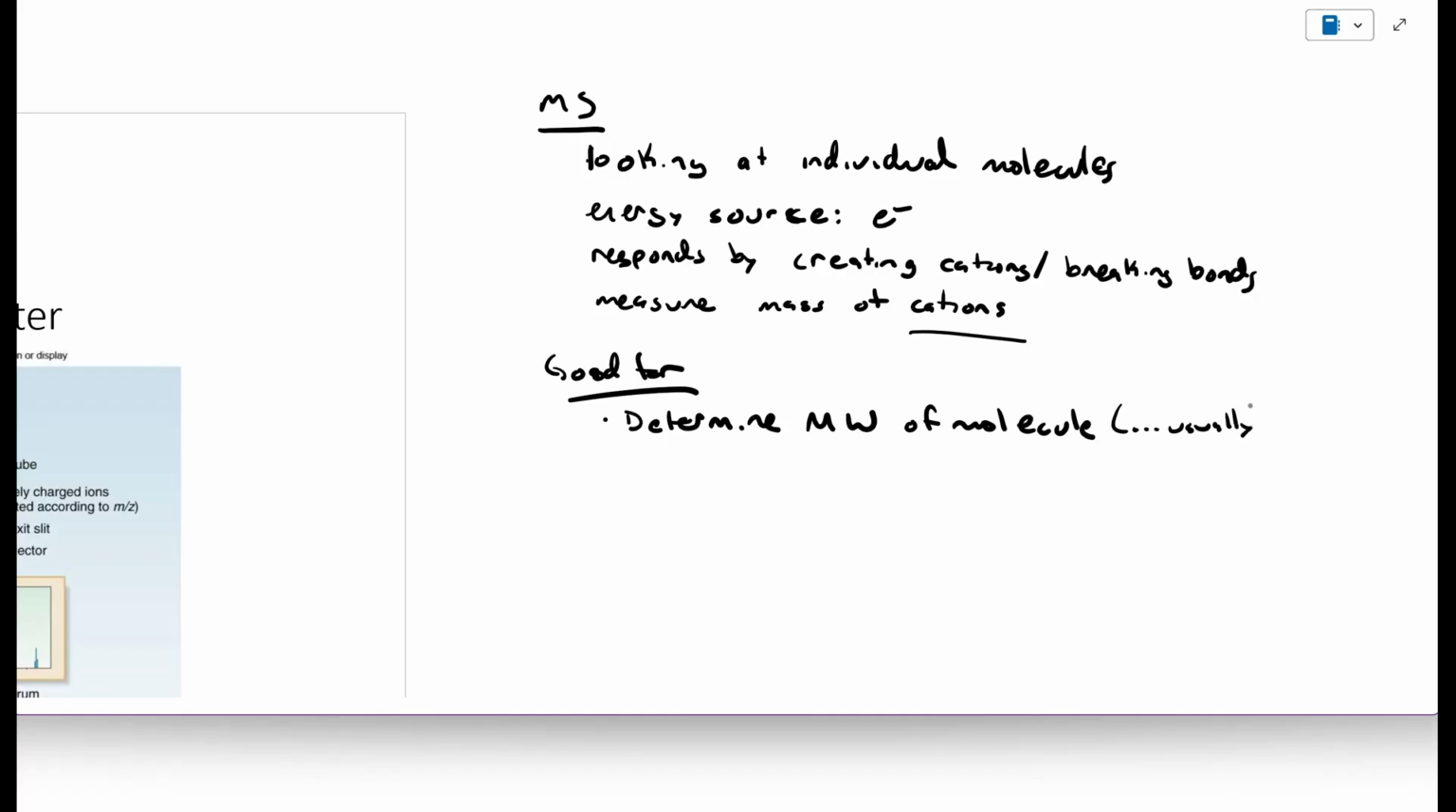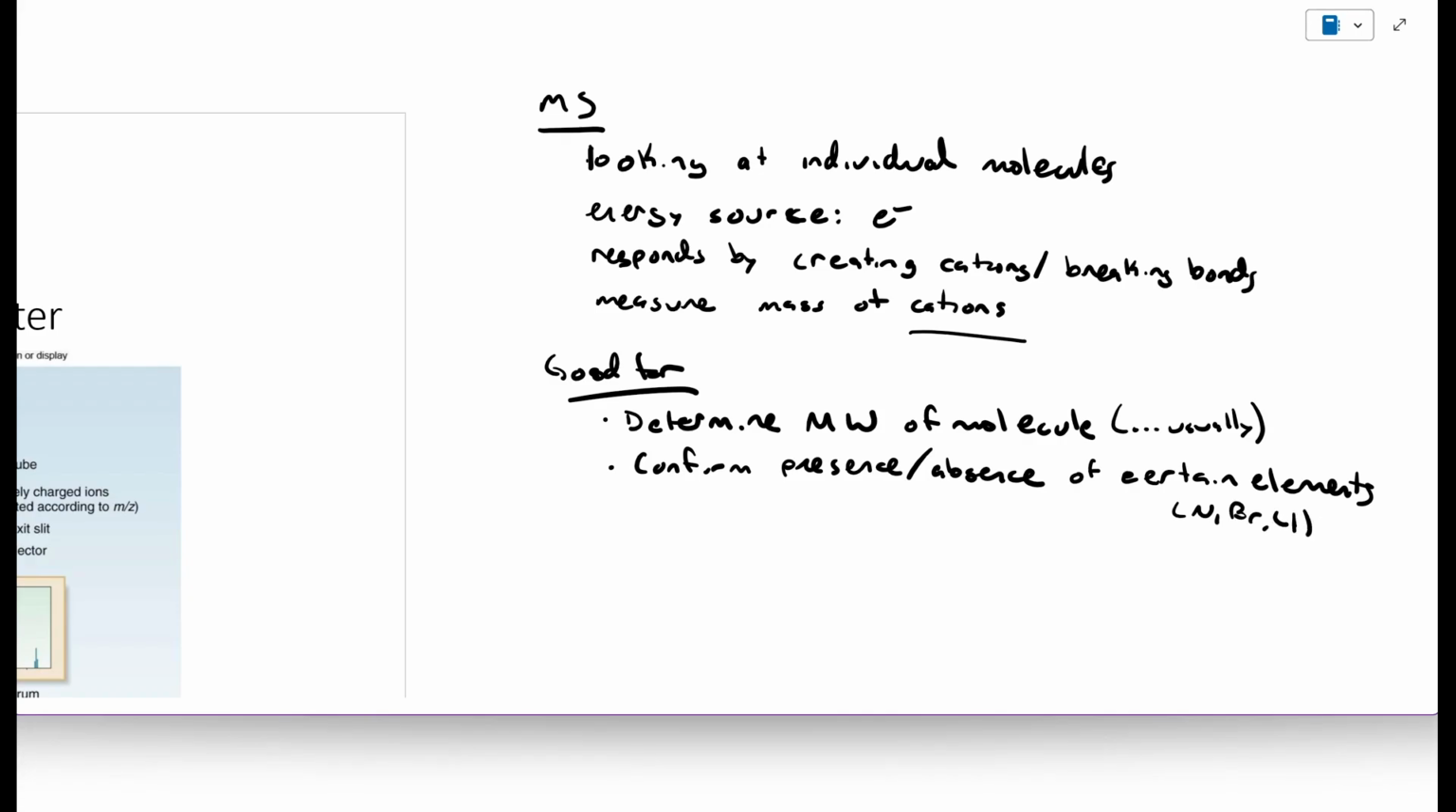Usually, we'll come back to that later, but usually we can determine the molecular mass of a molecule. We can use molecular mass to confirm the presence or the absence of certain elements. Not all elements, but certain elements. Specifically nitrogen, bromine, and chlorine, and some functional groups.